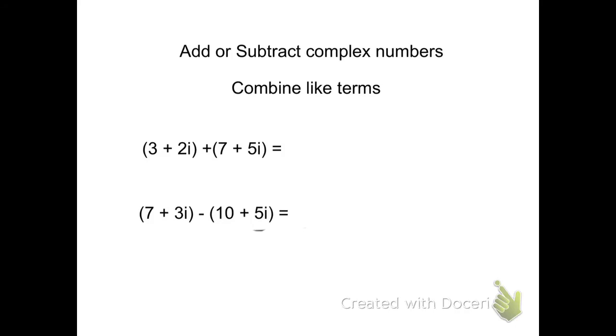Alright, so we want to be able to do certain things with them. And again, if you're in mode 2, you can simply put it in the calculator. But just remember, it's just like any other variable.